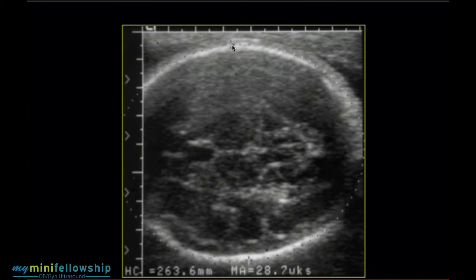Unlike the biparietal diameter, where it's perfectly legitimate to go from leading edge of bone to leading edge of bone, or middle of bone to middle of bone, for the head circumference, the cursors must be placed at the outer edges of the calvaria, and then the ellipse must be fit as tightly as possible to the bone. It should not include the skin of the scalp, so only the bone. And that looks like a very good measurement, so we will say that 264 millimeters is the correct head circumference.